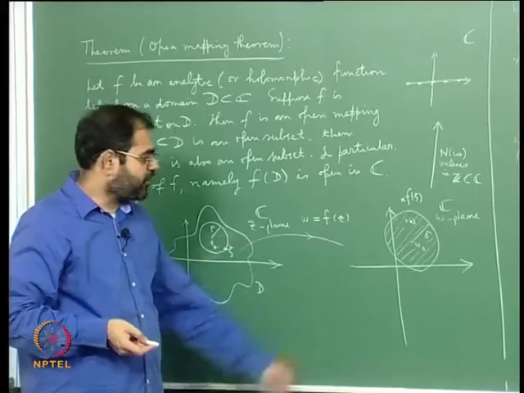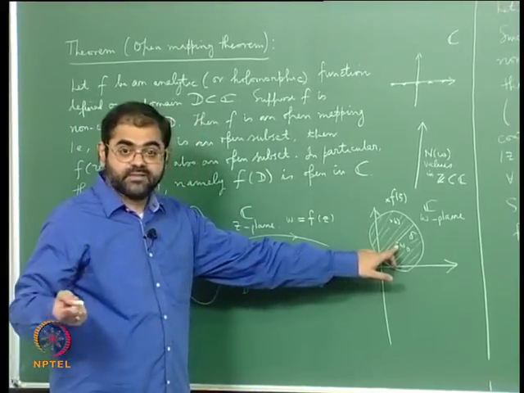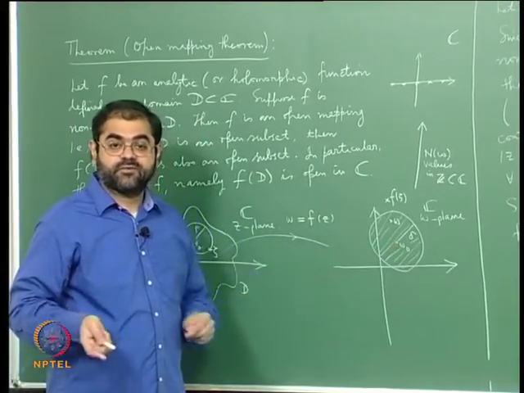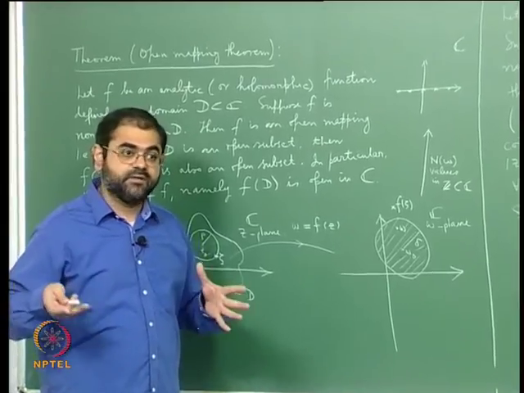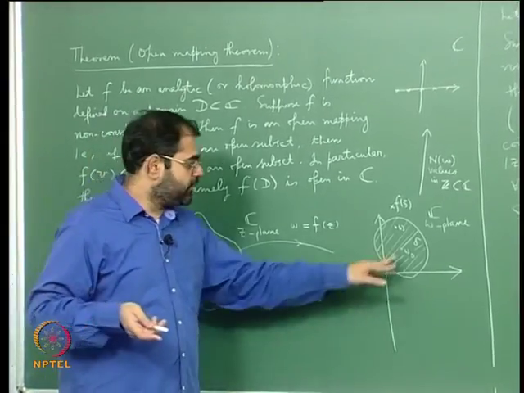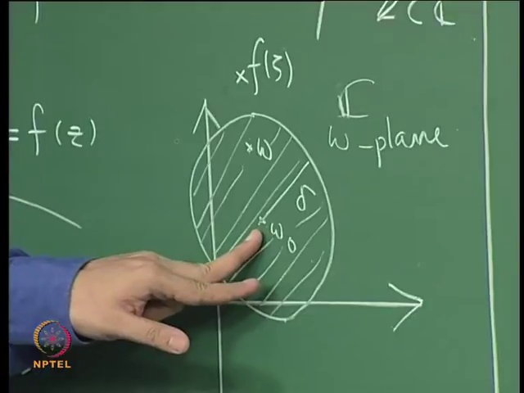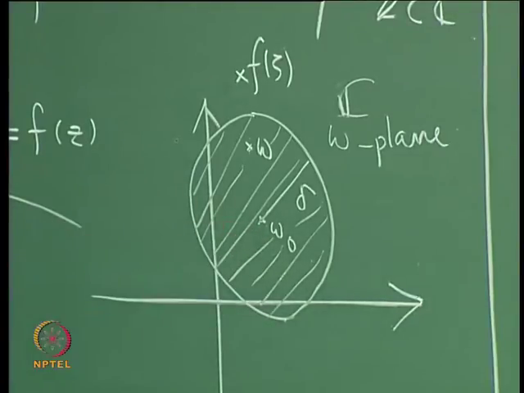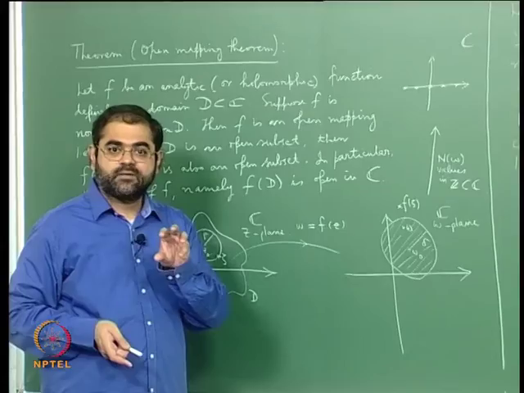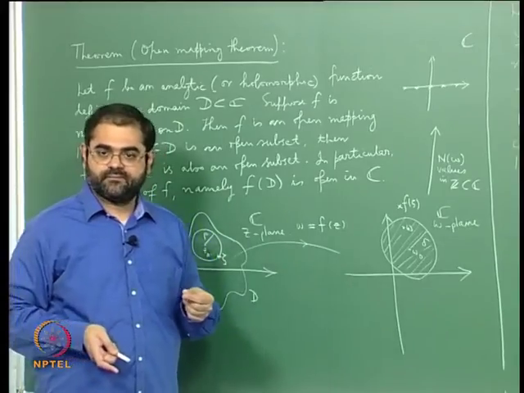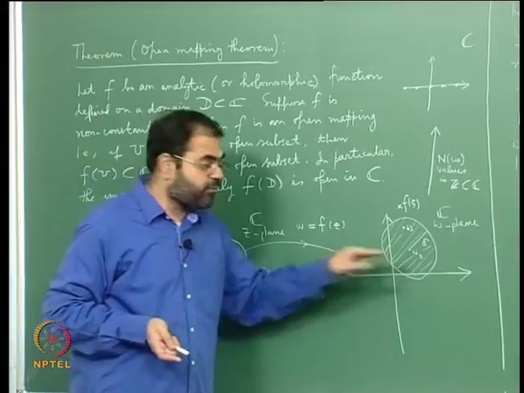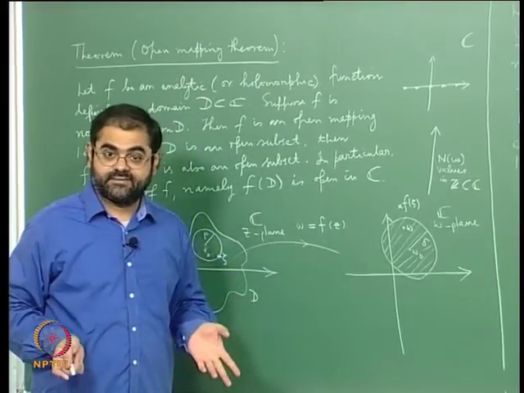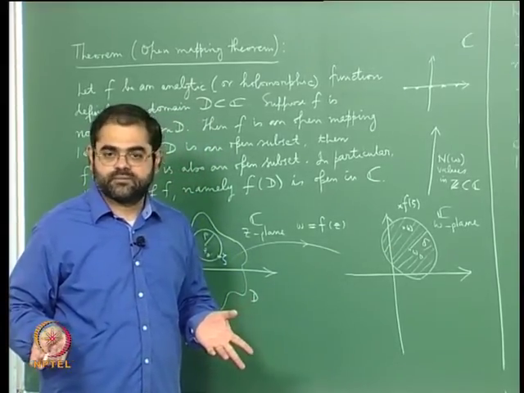Now w naught is of course in the image of f because it's a value of f. What is the image of f? It's the set of values of f. So w naught is certainly in the image of f, and what this argument says is, give me a w naught which is in the image of f, I have a whole disk surrounding w naught which is also in the image of f. But that is the condition which says that every point of the image of f is an interior point. But that tells you that the image of f is open.